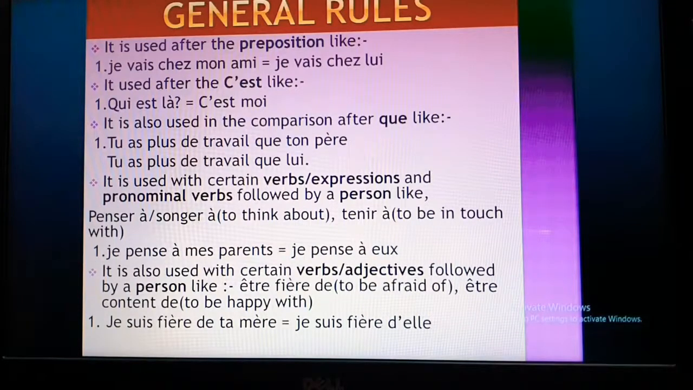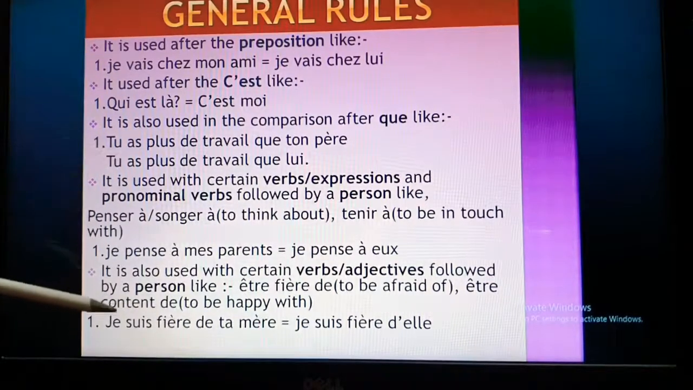Okay, next it is also used with certain verbs and adjectives followed by a person, like être fier de, which means to be proud of, être content de, to be happy with. So the example says Je suis fier de ta mère. So ta mère will be replaced by elle. Je suis fier d'elle. So it says I am proud of your mother, so I am proud of her.